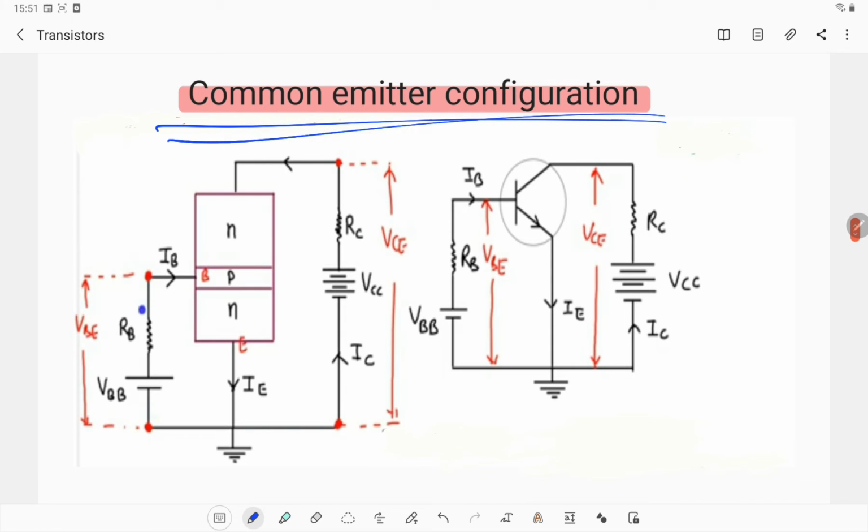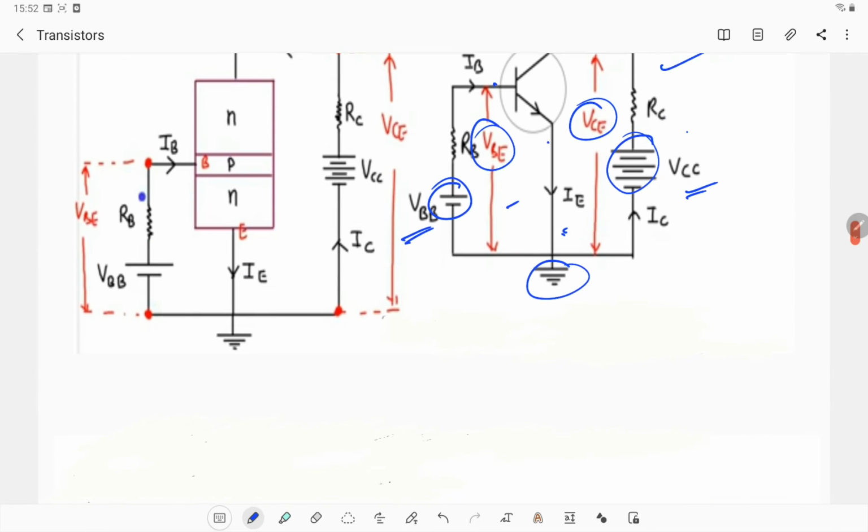Next one is common emitter configuration. So, this is a block diagram and this is the circuit diagram. Here also is the circuit symbol. This is a PNP transistor, and see here, biasing battery in the input circuit, biasing battery in the output circuit. See here, input circuit and output circuit, emitter is common. Therefore, this is nothing but common emitter configuration. In the input circuit, the potential difference between base and emitter is VBE, and between collector and emitter is VCE.